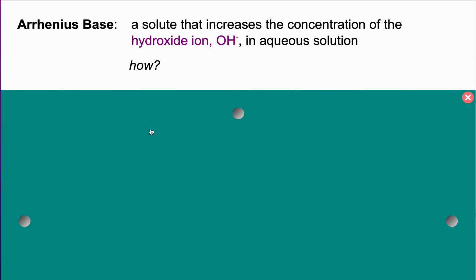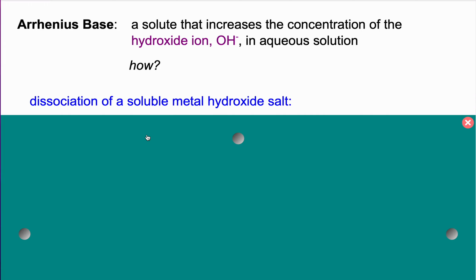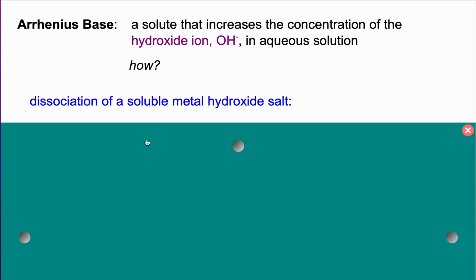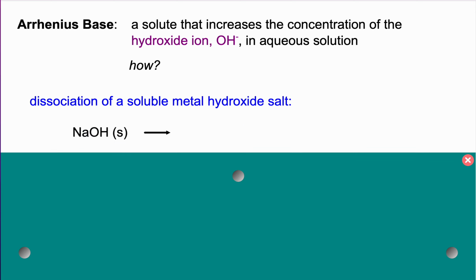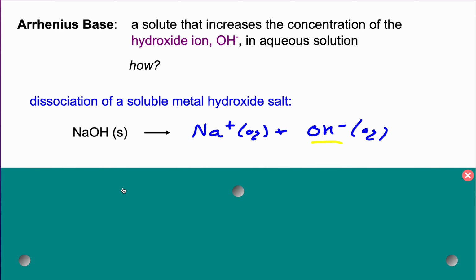Well, how does it do that? What are the ways in which a compound can form hydroxide in solution? One of the most common is by dissolution and dissociation of a soluble metal hydroxide salt. For example, sodium hydroxide, according to the solubility rules, should be soluble because it contains the sodium cation, and it is. When it dissolves, it forms the sodium cation plus the hydroxide anion. Because it forms OH-, we're going to say that sodium hydroxide is an Arrhenius base.